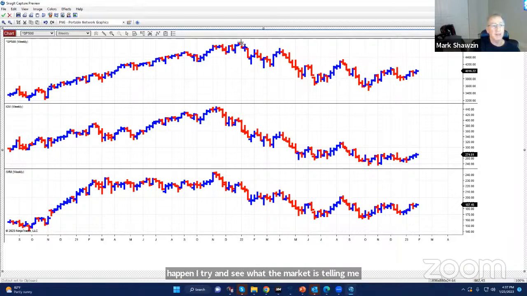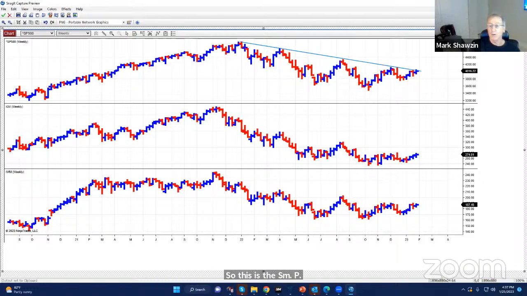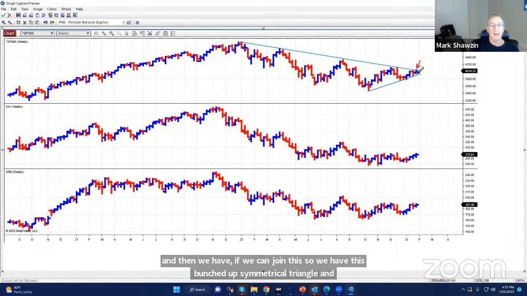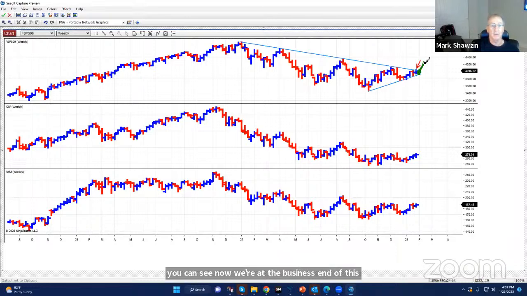So this is the S&P 500. You can see that we're skirting with a little breakout above this trend line that has been in force for the last year. And then, if we can join this, we have this bunched up symmetrical triangle. You can see now we're at the business end of this triangle. This thing is going to do one thing or another, and perhaps both. So I think that we could still go higher and then go lower.